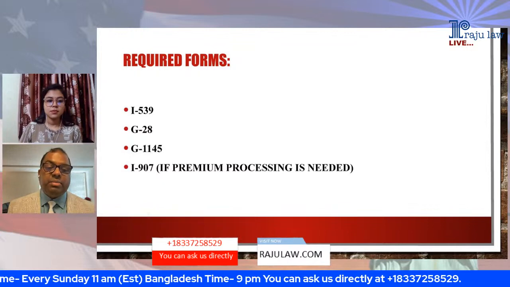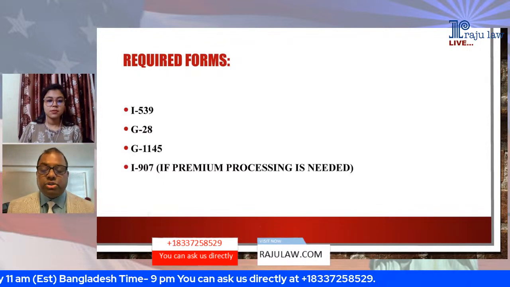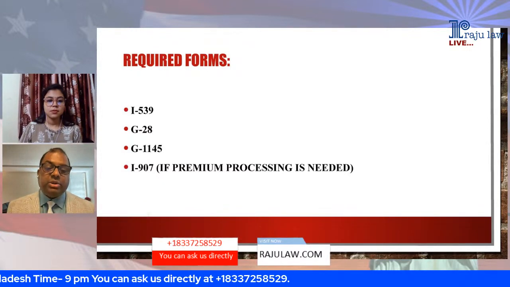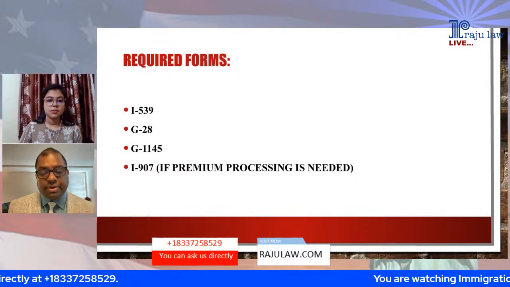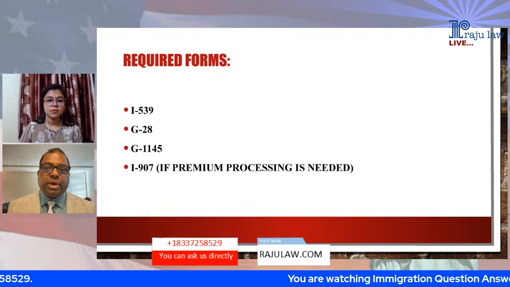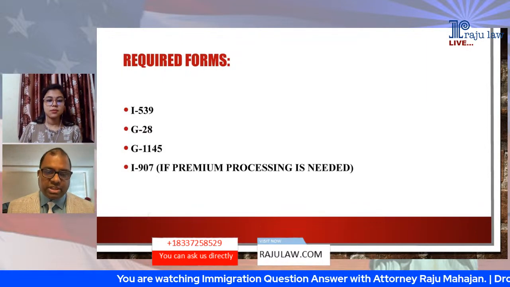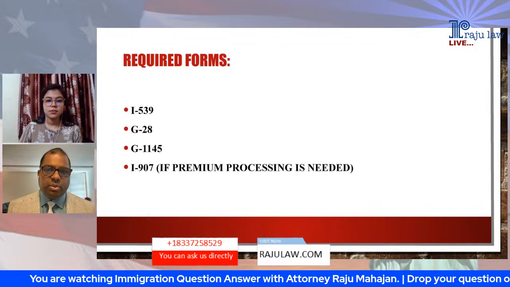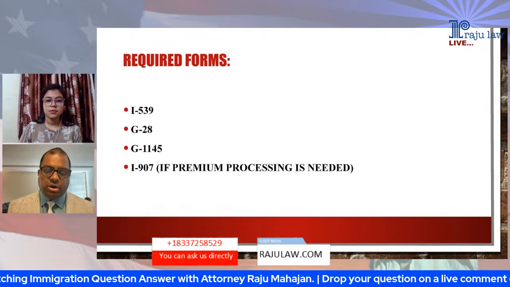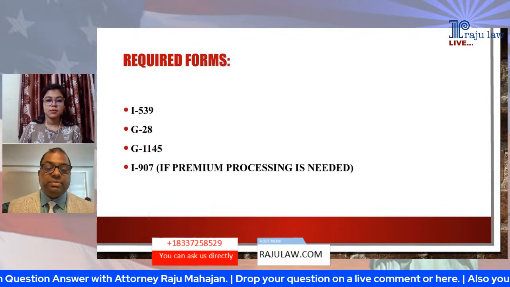Number one, the form is I-539. Also, if you have an attorney, the attorney will fill up G-28. There's another form called G-1145. The purpose of G-1145 is just to receive cell phone notification or email notification from USCIS. This is a simple one-page form. I really recommend all of you to submit this form because this is really helpful.